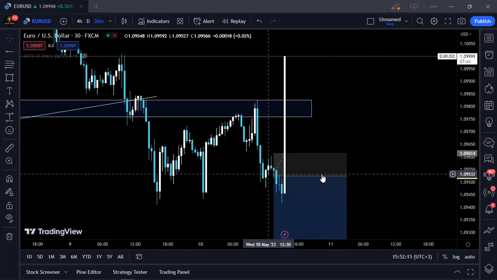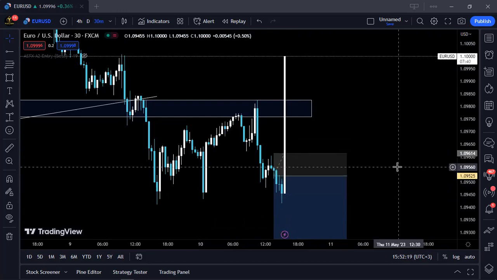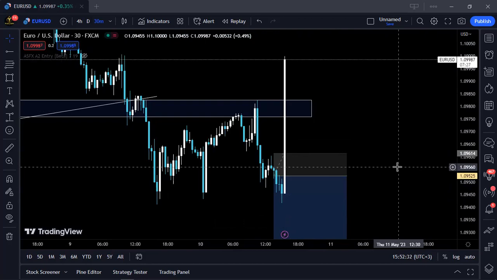We went break even, and then the CPI came against us, and we got stopped at break even. We didn't lose anything. Imagine if we didn't go break even, believing the CPI would go in our direction. You know what I mean? So you always need to be safe and always secure the profits, always secure your balance, always secure your investment.